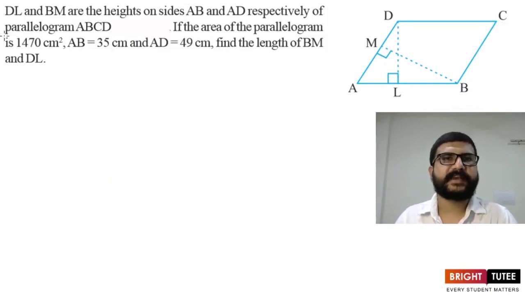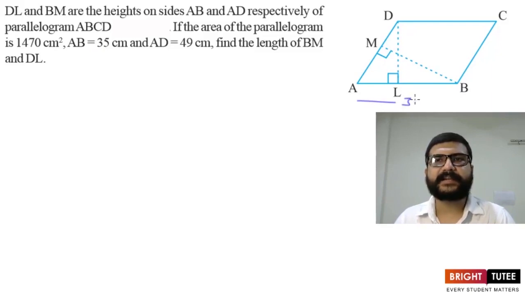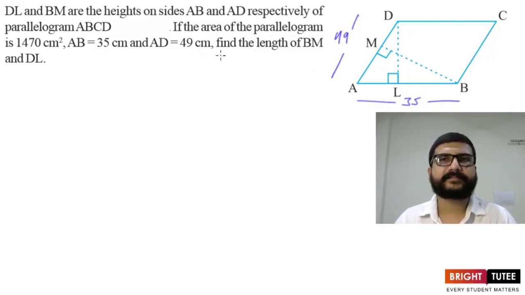Now the next question is, DL and BM are the heights on the side AB and AD respectively. As we can see here in the figure, BM is the height on AD and DL is the height on AB. If the area of the parallelogram is 1470 square centimeters, AB is 35 centimeters, that is this side is 35 centimeters, and AD is 49 centimeters. This AD is 49. Find the length of BM and DL.